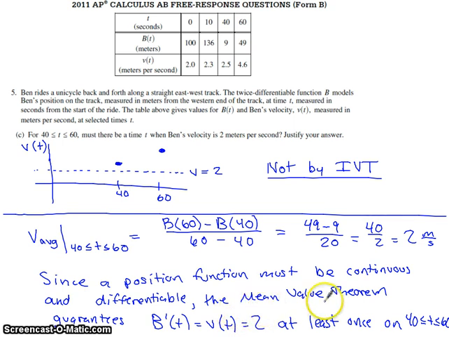The reason why we're able to use the mean value theorem is because a position function has to be continuous. You always have a position. Your position's never undefined. It has to be differentiable because we always have a velocity.